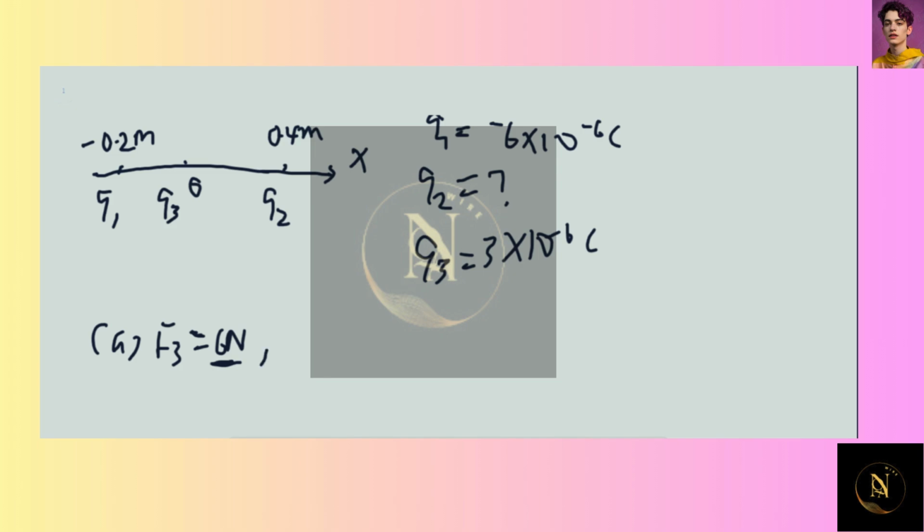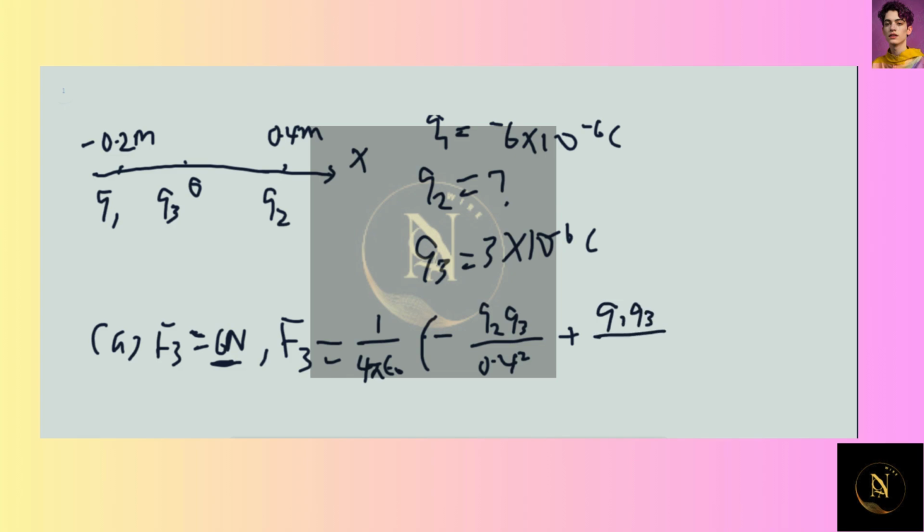Because we know that the net force acting on Q3 is just based on the Coulomb force, we know that F3 equals 1 over 4 pi epsilon naught times negative Q2 Q3 divided by 0.4 squared, plus Q1 Q3 divided by 0.2 squared.